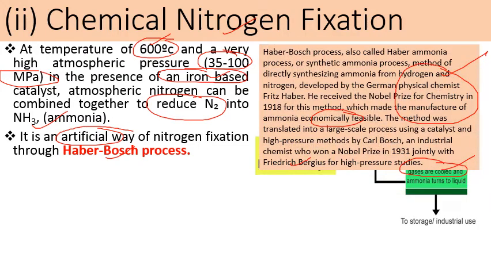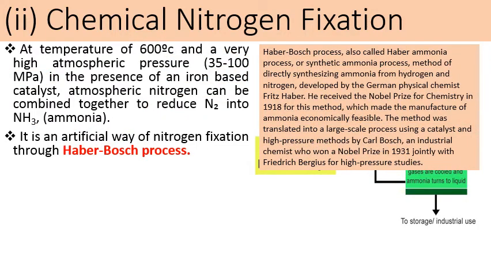So Haber-Bosch process is also known as Haber ammonia process. इसे हाबर अमोनिया प्रोसेस भी कहते हैं और सिंथेटिक अमोनिया प्रोसेस भी कहते हैं. It is a method of directly synthesizing ammonia from hydrogen and nitrogen. Directly इससे हम hydrogen और nitrogen की help से ammonia बनाते हैं.